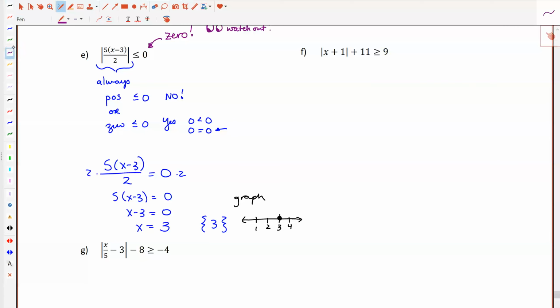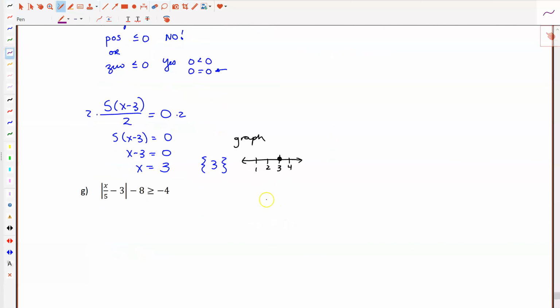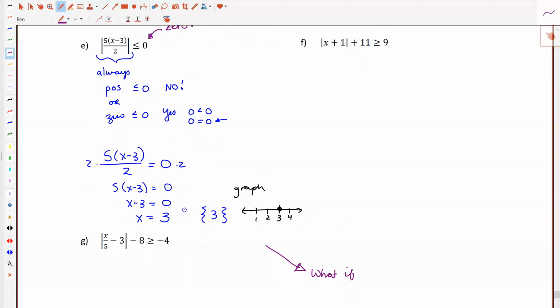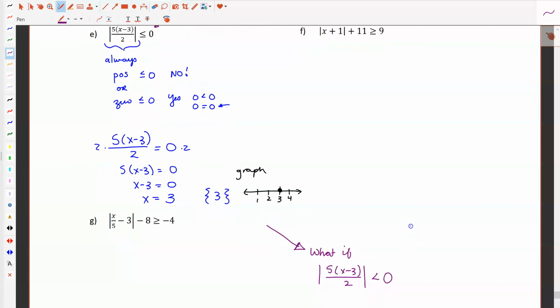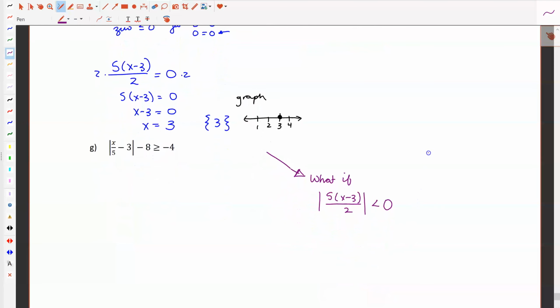Alright, so we can see here that with the 0 on that one side, we had to be careful and kind of watch out. Now, let's go on to some what-if scenarios as an extension from that. What if the problem you had been given was the absolute value of 5 parentheses x minus 3 all over 2 is strictly less than 0? What if it didn't have the equal to sign on there? How does that adjust how I would find and express the solution, if there is one?